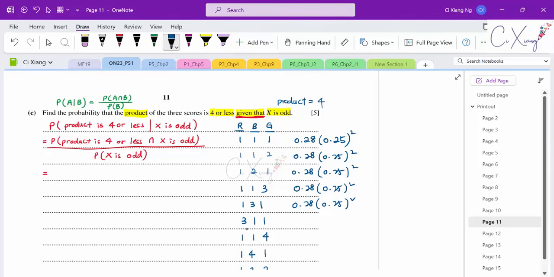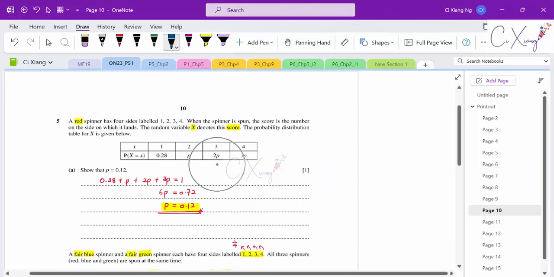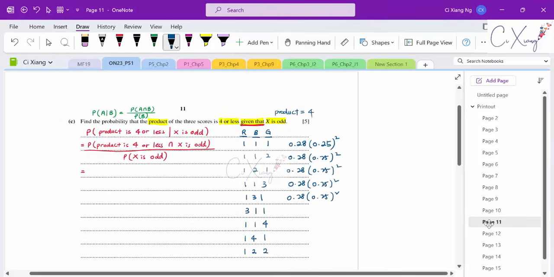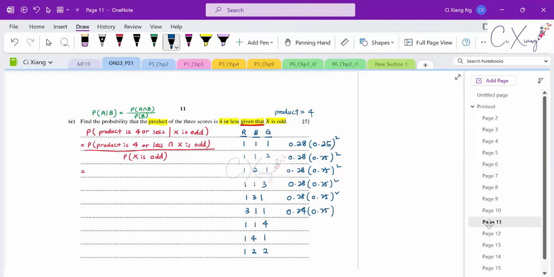Okay, then when the red color spinner equals to 3, what is the probability? Equals to 3 means 2p. So 2 times 0.12, you get 0.24. So go back to this case, you have 0.24 multiplied with 0.25 squared. Then this one is again red color equals to 1, so the first probability should be 0.28. This one also 0.28. This one also 0.28.